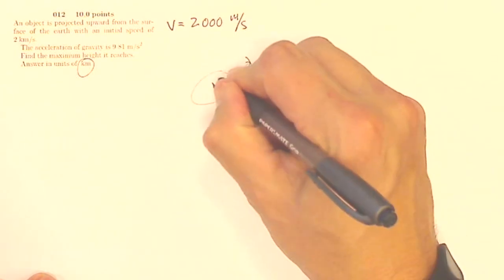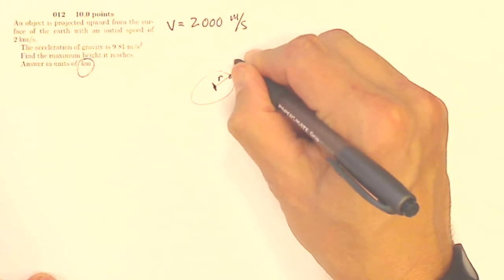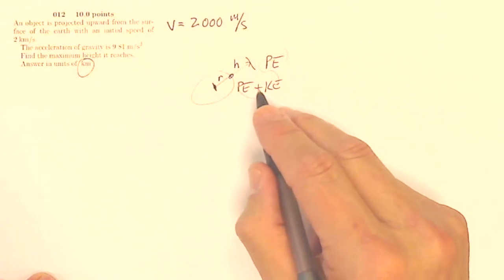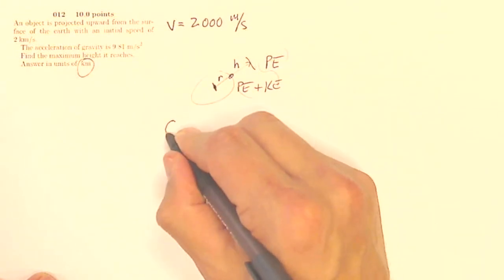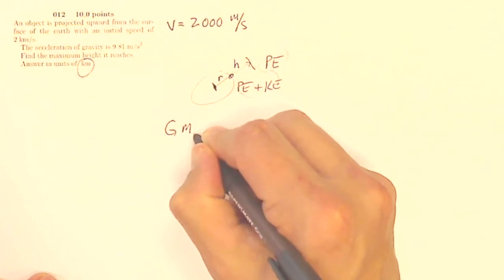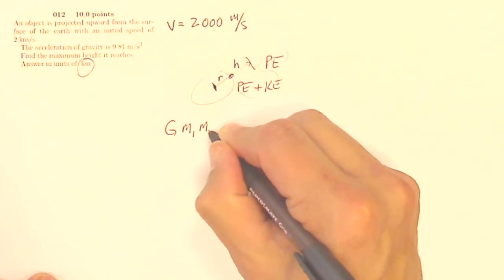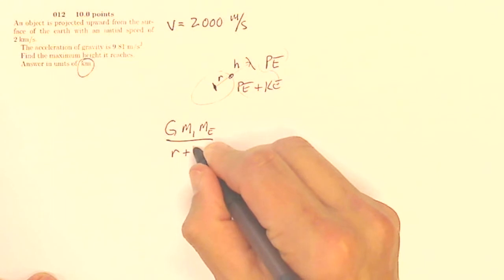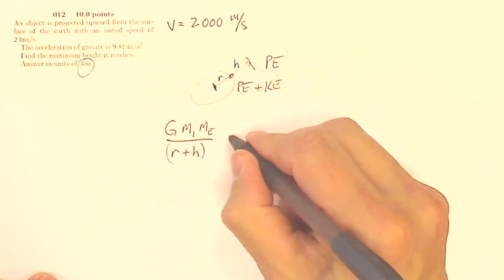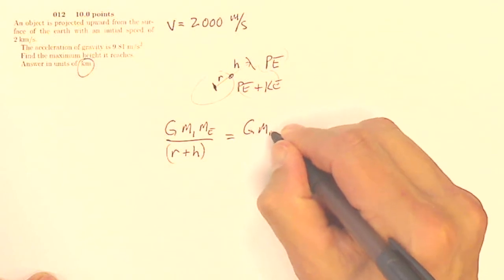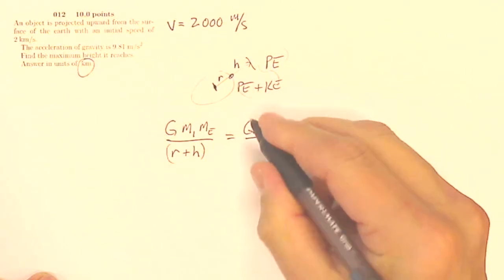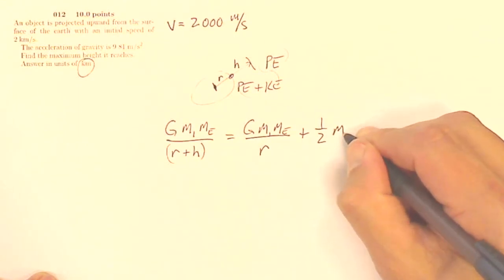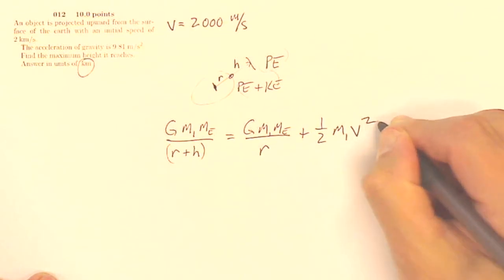So this one is going to be the radius of the Earth, and this is going to be the height above the Earth for this potential energy. This potential energy is just the radius of the Earth. So what I get is that my G times the mass of the object times the mass of the Earth divided by, let's see, this is R plus H, this is when it's up above, is going to equal my G, mass of the object, mass of the Earth, divided by the radius of the Earth, which I'll just call R, plus the kinetic energy I have, which is 1/2 m of the object times the velocity of the object squared.